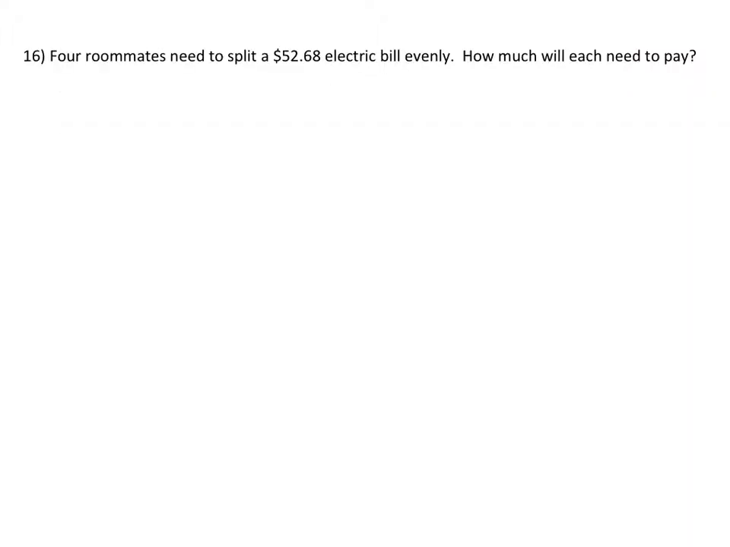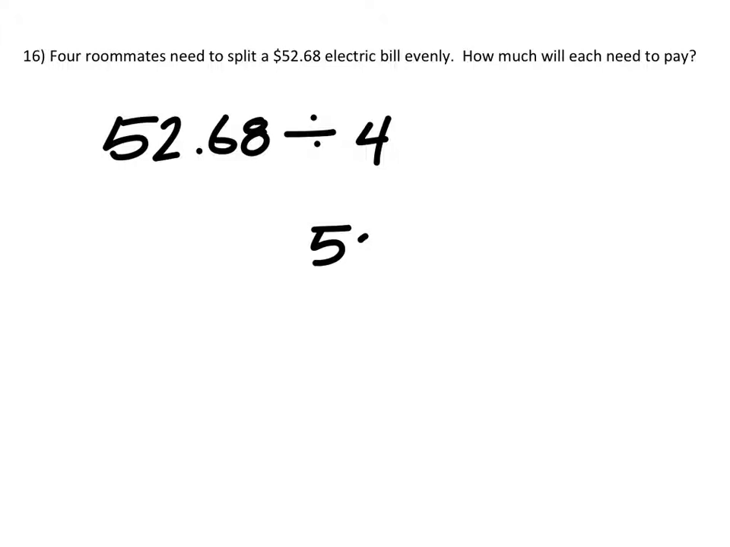Four roommates need to split a $52.68 electric bill evenly. How much will each need to pay? So if we wrote this out, we got a $52.68 bill. We're going to divide this amongst 4 people. We'll just write this out as long division. So I got my dividend, $52.68, and dividing by my divisor, 4.